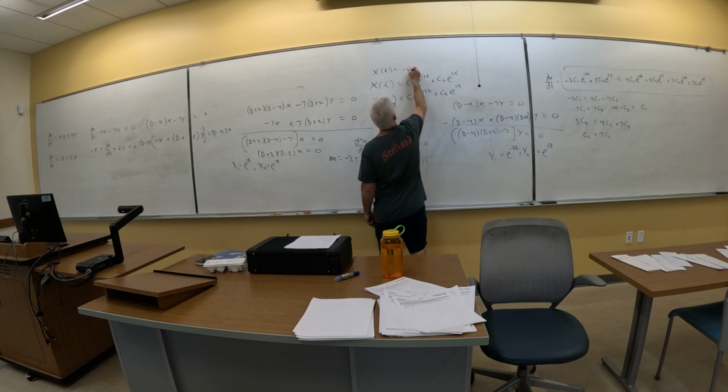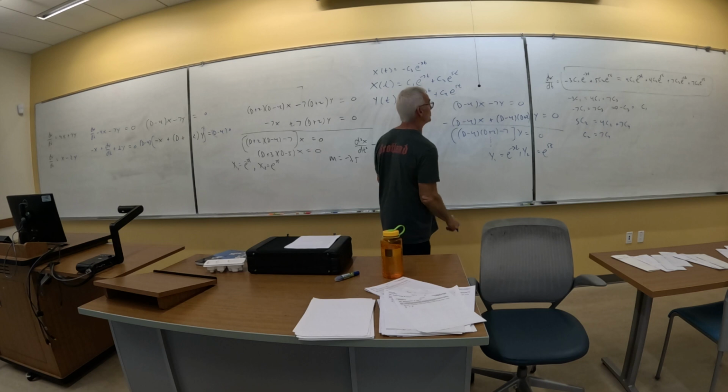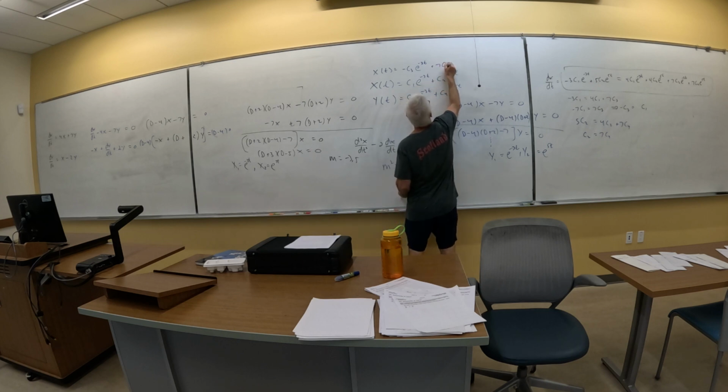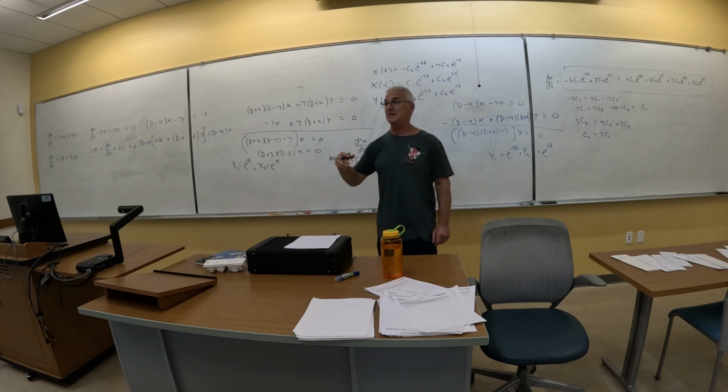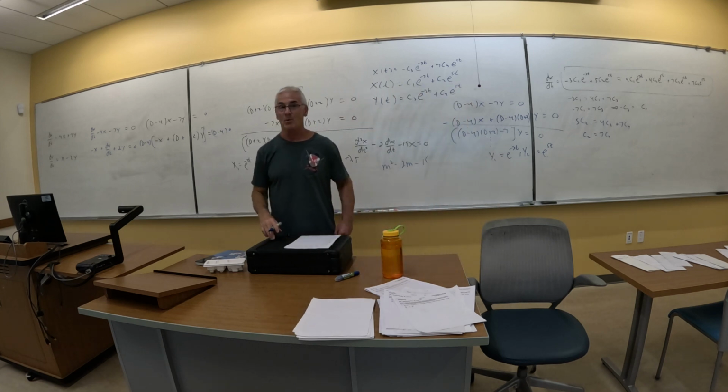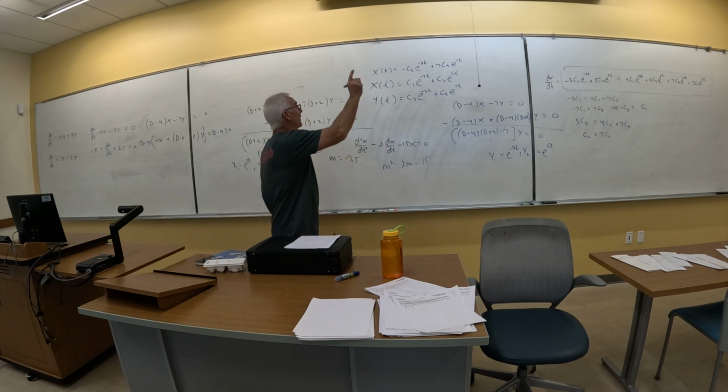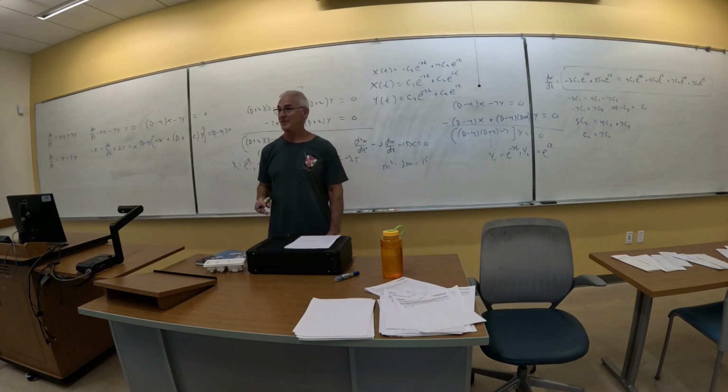C1 is now negative C3 e to the negative 3t. And C2 is now 7C4. So C4 can be any real number and it will solve this problem. C3 can be any real number and it'll solve this problem. But once I've selected C3 and C4, now the coefficients for x are set in stone. Does that make sense? That's why we don't call them two different things.